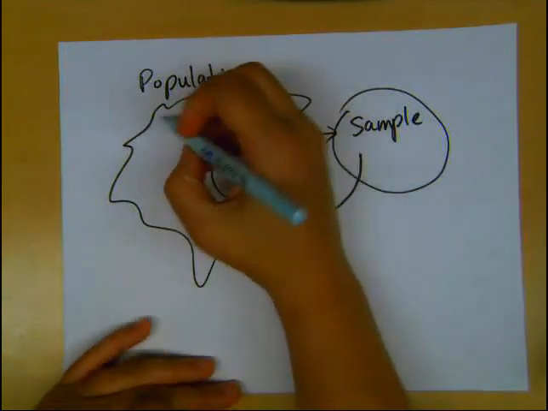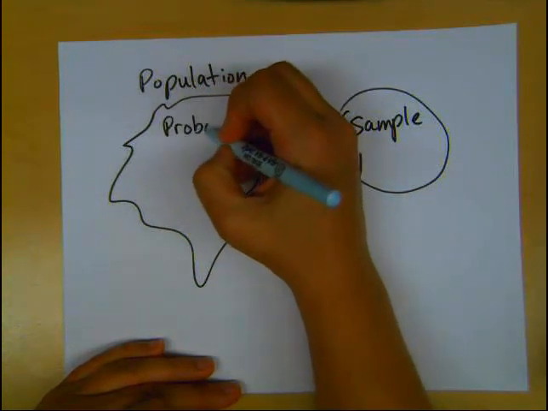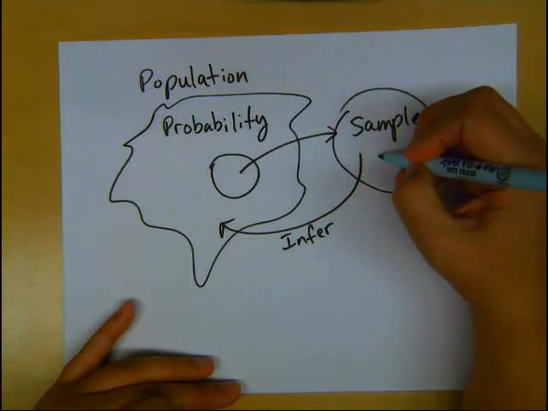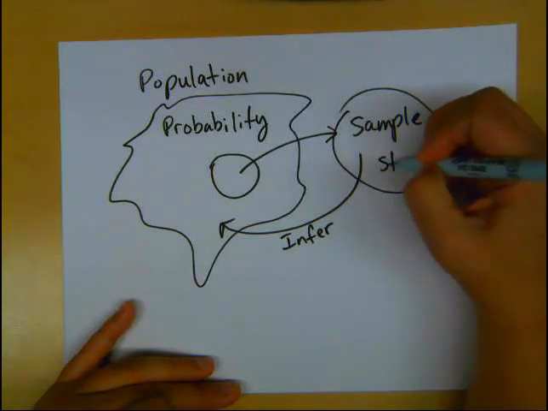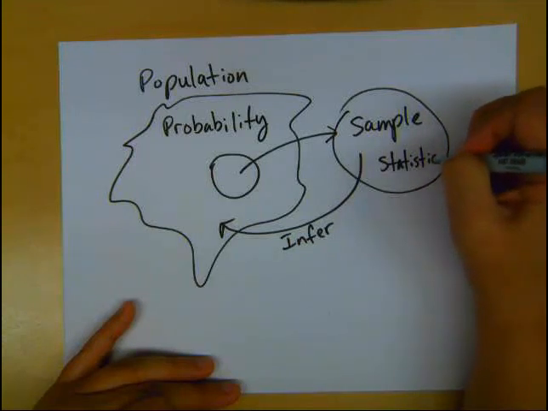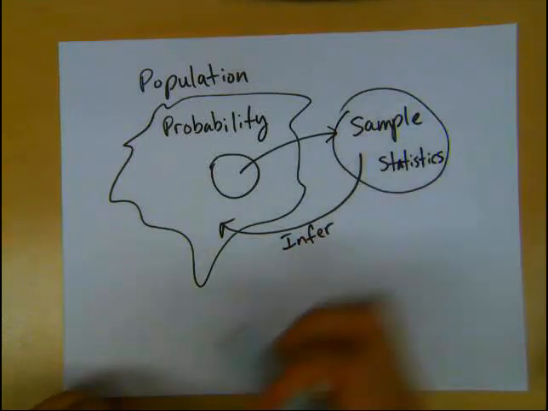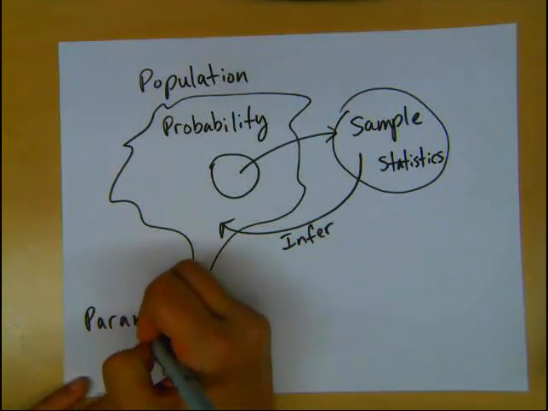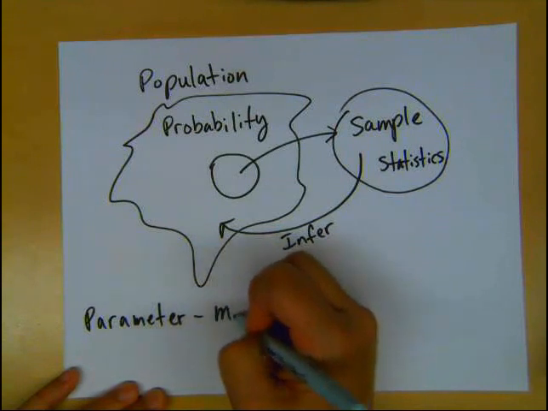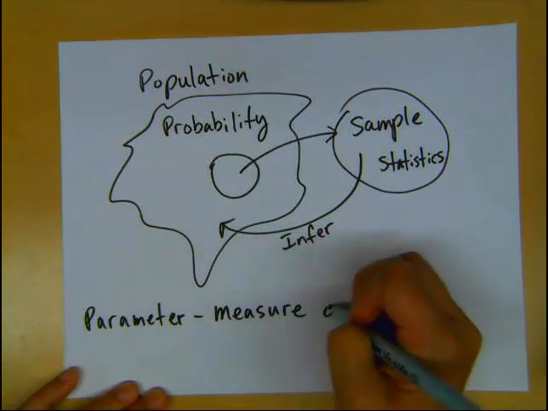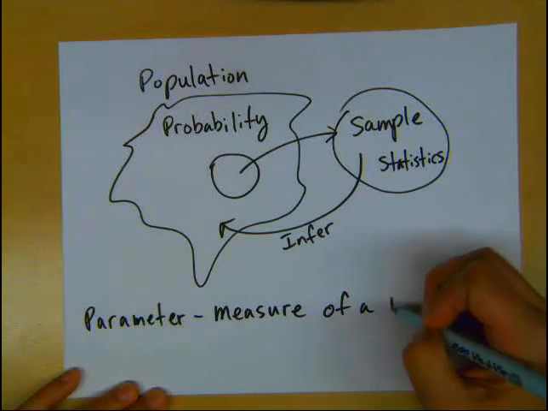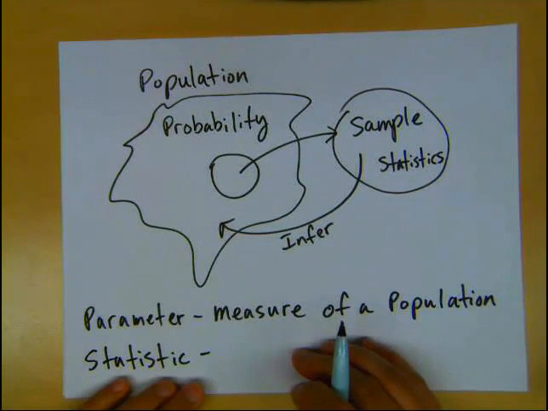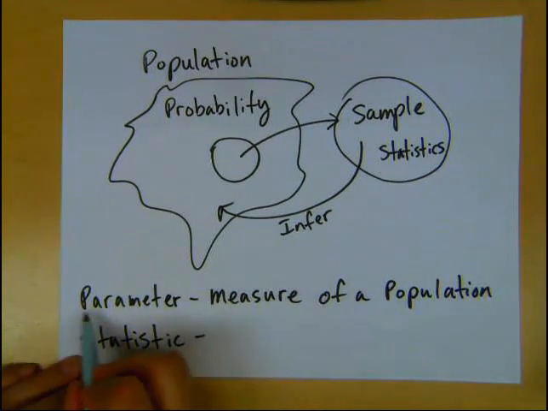But we're describing our population with probability. And then our sample we're describing with descriptive statistics. And I'll put here the first of our two vocab words: the difference between parameter and statistic.